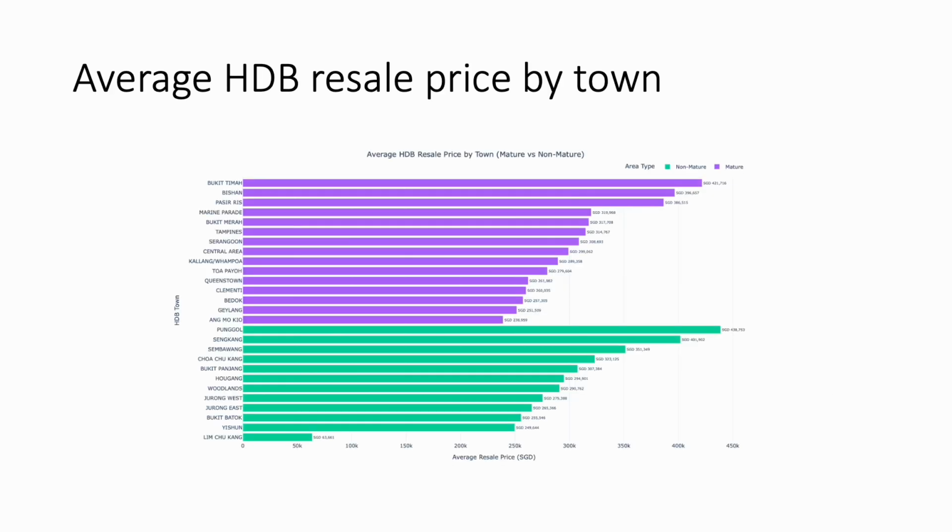Here, this bar chart visualizes average resale prices by town. Purple bars represent mature estates, green bars are non-mature. We see that Bukit Timah leads with an average of about 42K, but interestingly, Punggol, a non-mature town, exceeds 43K, even surpassing older areas like Queenstown. This reflects a catch-up effect. New towns are narrowing the gap, supported by transport links and modern town design.